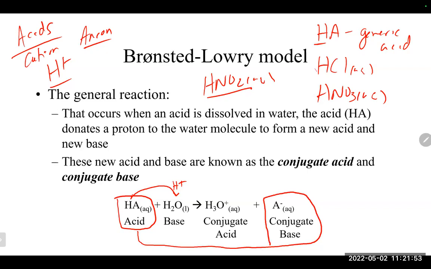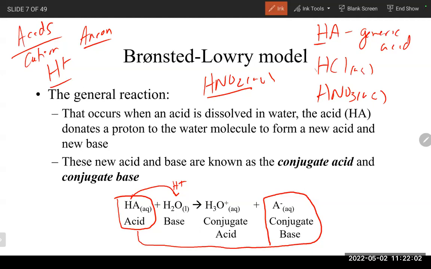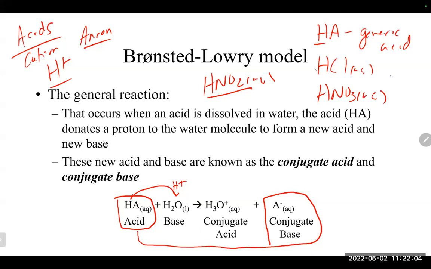So the acid on the left-hand side has a partner on the other side, which is what is known as the conjugate base. And the same thing happens with our base. The base will accept that H plus. The result of it accepting the H plus is that it will form the conjugate acid on the other side. So these two things are related to each other, and they are related by just this guy right here, one H plus difference.